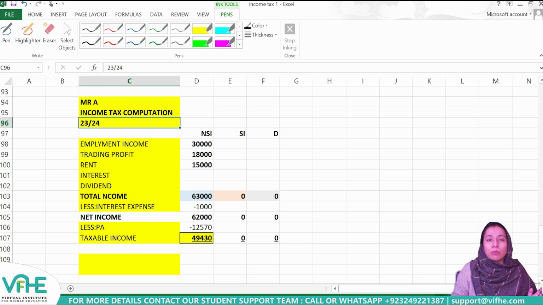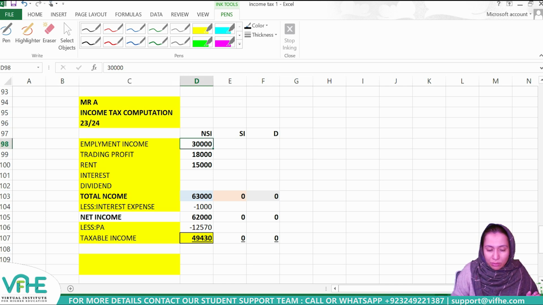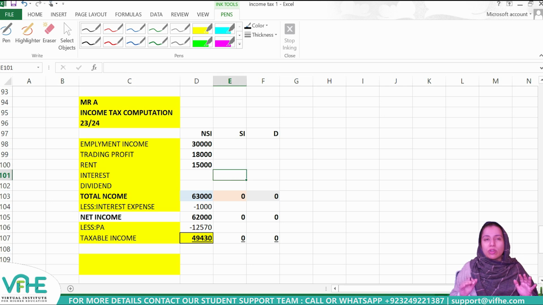Here, let's say his employment income is £30,000, his trading profit is £18,000, while his rental income is £15,000. And whether it's employment income, trading profit, or rental income, they all are to be mentioned under the non-savings column. By the way, just to keep the example simple, there is no savings income, there is no dividend income.